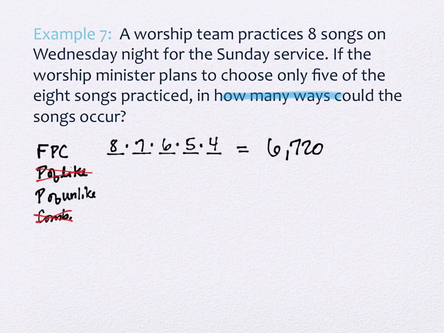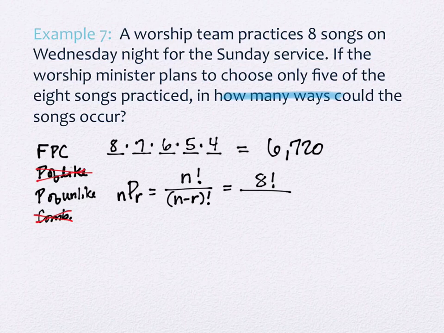Permutation of unlike objects works too. So as a reminder, let me write down the formula for that. It's nPr. I have n factorial on top, and I have n minus r factorial on bottom. So n is the number we have to choose from. So how many are we choosing from? 8. So I have 8 factorial on top. The denominator is the number we choose from minus the number we choose. In other words, it's how many we don't choose. So if I have 8 songs, and I'm going to choose 5 of them, how many am I not choosing?